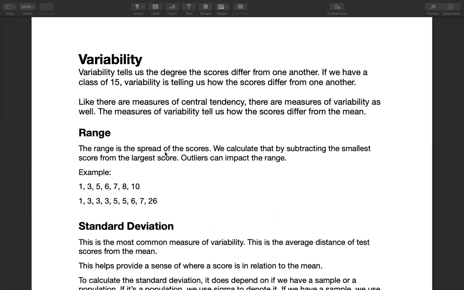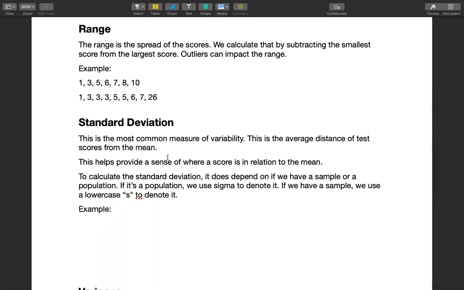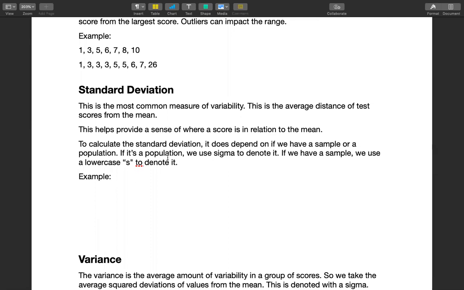Another measure of variability is the standard deviation. Now this is the most common measure of variability. This is the average distance of test scores from the mean. This helps provide a sense of where a score is in relation to the mean. To calculate the standard deviation, it does depend on if we have a sample or a population. If it's a population, we'll use sigma, the Greek letter, something like an O with a little hat on it, to denote the population standard deviation. If we have a sample, we just use a little lowercase s to denote standard deviation.